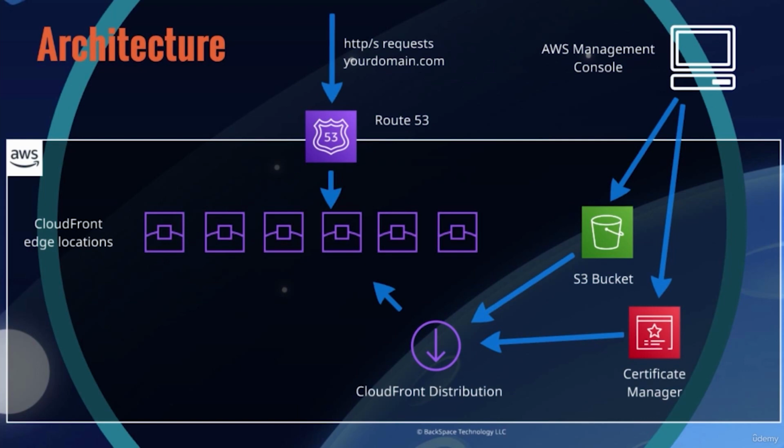Once that is up and running, then we can look at using Route 53 to route all of our requests for our domain through to the appropriate CloudFront edge location. And so Route 53 will receive those requests for our domain, whatever it is, .com, and then it will route that through to the appropriate edge location for the region that our client is located in.